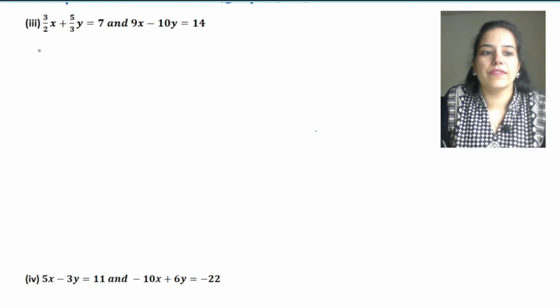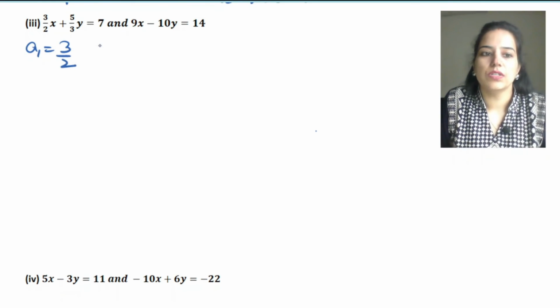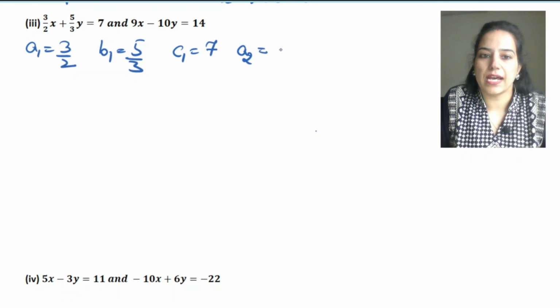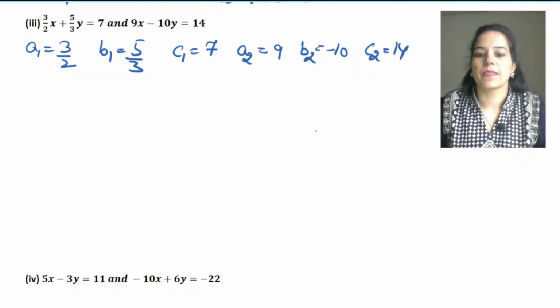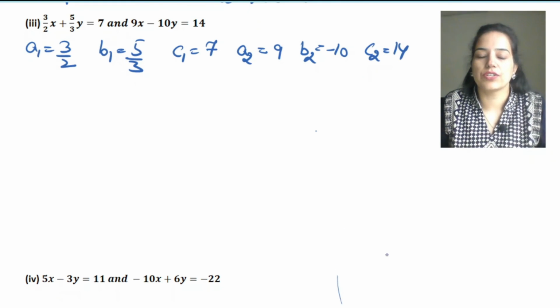Now, what is A1 here? A1 is 3 by 2. What is B1 here? 5 by 3. What is C1 here? 7. Similarly, what is A2 here? 9. What is B2 here? -10. What is C2 here? 14. Right? So, let's take the ratios.